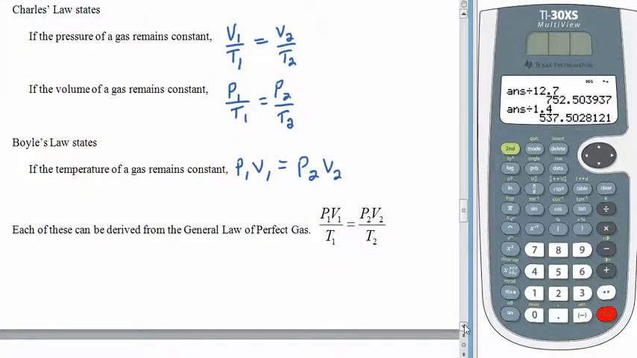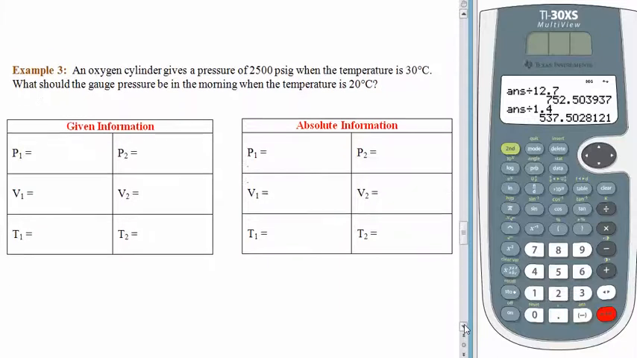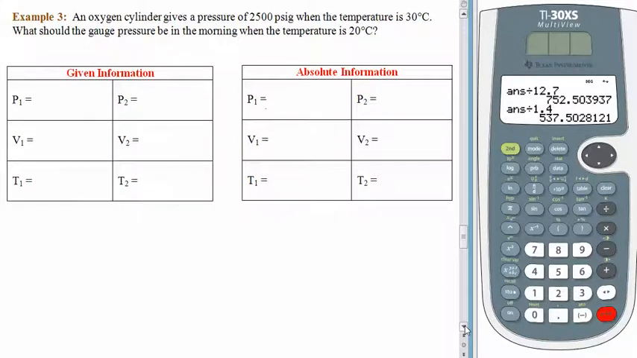All right, so let's try some like that. I'm going to let you take a second, read the situation, fill in everything where it belongs. Oh, actually, you know what? Maybe I won't. I'll help you out with this one here. At least get you started. Let's see. An oxygen cylinder gives a pressure of 2500 psig when the temperature is 30 degrees Celsius. What should the gauge pressure be in the morning when the temperature is 20 degrees Celsius?